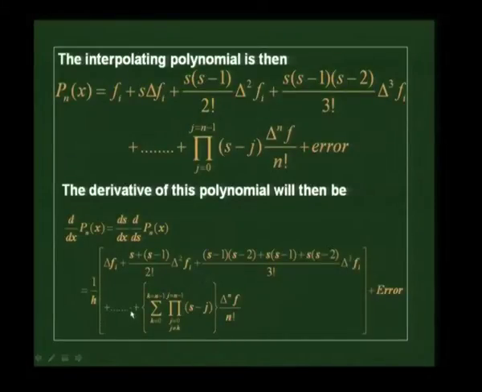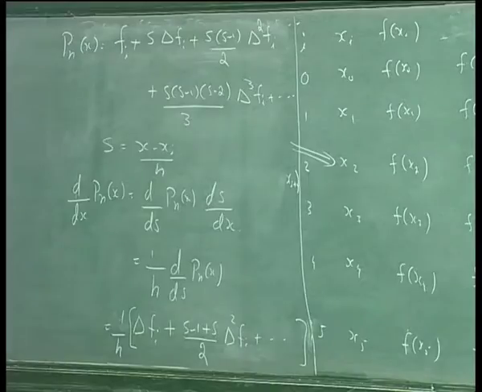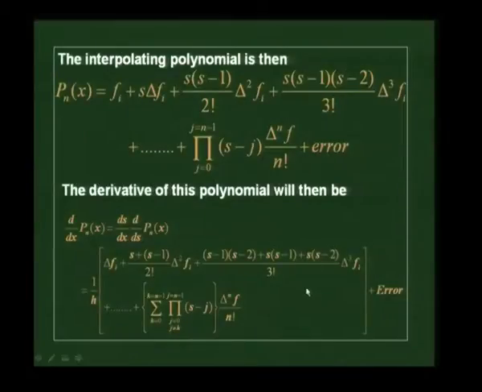So the ds by dx will just give us a 1 over h, and the first term would be delta fi, and the second term would be s plus s minus 1 by 2 factorial into del 2 fi, etc. That's what we are getting. So this is basically what we would have as a polynomial derivative. Now we can evaluate this derivative at any value x you want. Once you are given x, you can compute s and use that. The error is again the derivative of the next term in the polynomial.